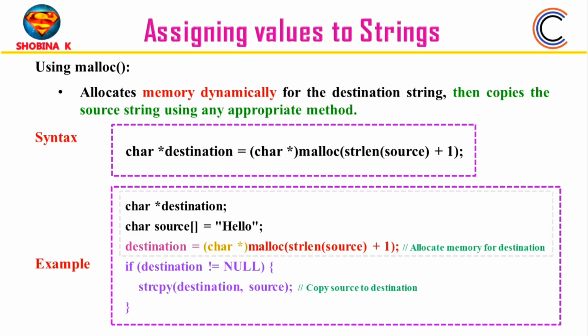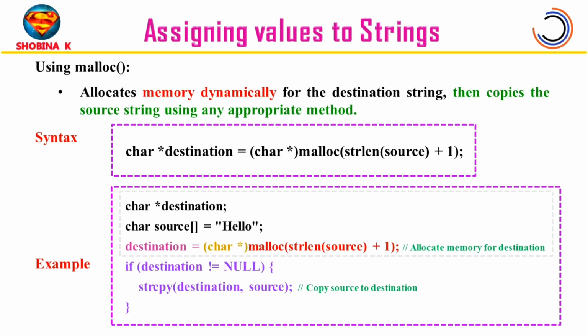This line declares a pointer variable destination that will store the address of the dynamically allocated memory block. char source = "hello"; this line declares and initializes a source string named source. The next line dynamically allocates memory for the destination string using malloc. It allocates memory for a string equal to the length of the source string plus 1 additional byte, and this additional byte is reserved for the null terminator.